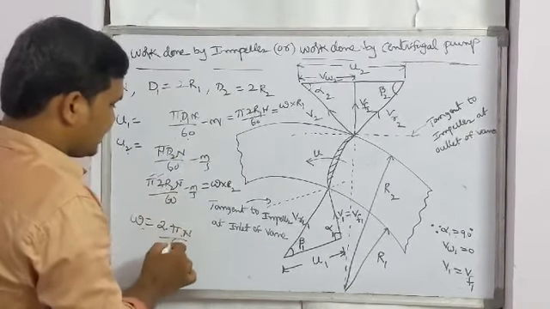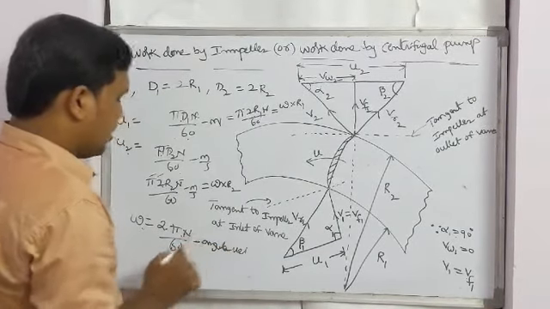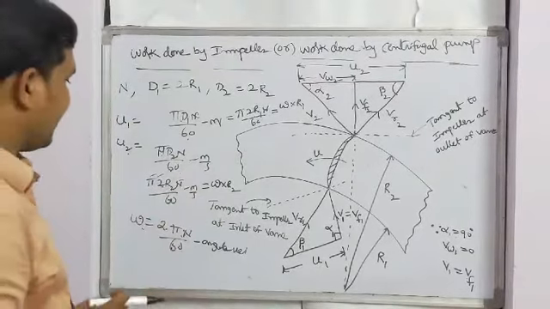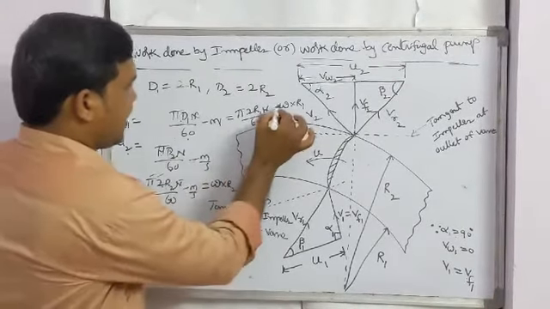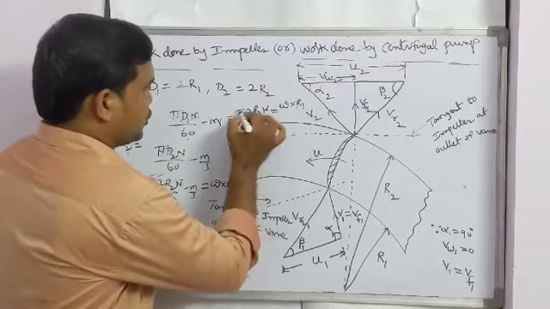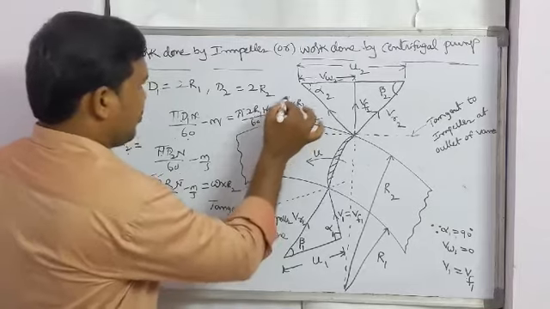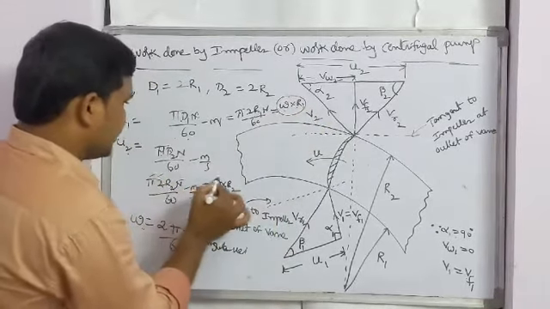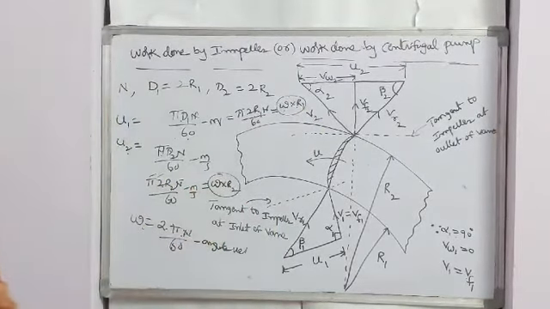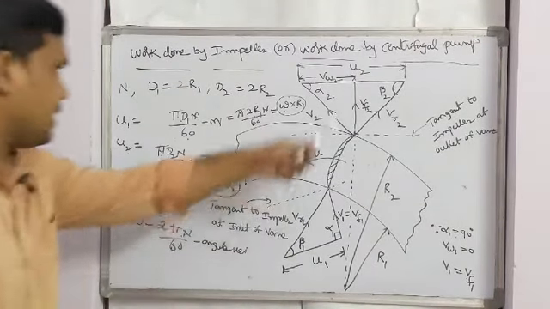So 2 pi N by 60 we call the angular velocity of the blade, or angular velocity of the impeller, omega. So omega into r1 we can write as U1, and omega into r2 as U2. These are some of the terms in the work done by the impeller.